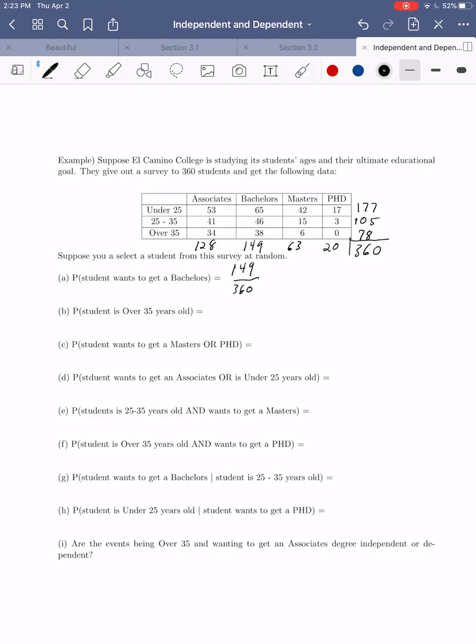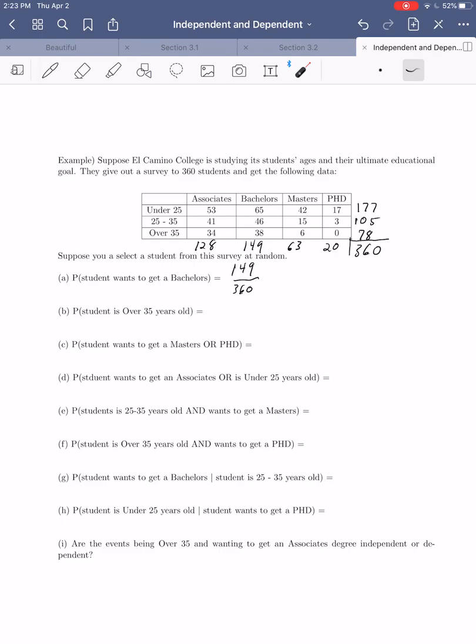Now, we're doing this as a probability, but this should feel identical to what we did back in the conditional analysis section. If we took the extra time to write this as a percentage, this would be the same as the percentage of students in our survey who wanted to get a bachelor's. So we're just doing the same thing we've already done, but from a probability perspective.